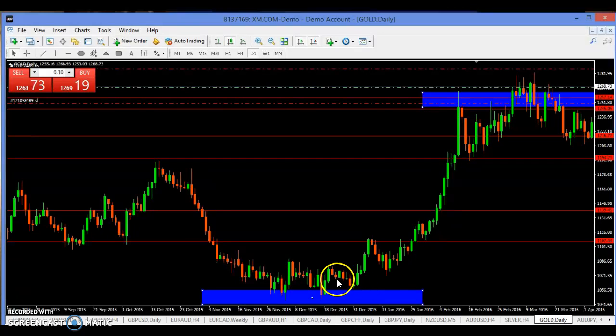So at this level, what I'm watching now is the higher low. I'm watching this level. If the market can break this particular level, I'll know that the bulls have actually won the battle. I'll not enter the trade immediately.